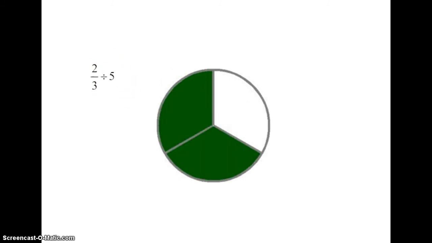How about another example? Here we have 2/3 and we're going to divide it by 5. So let's divide the 2/3 into 5 equal sections. So that's 1 section, 2 sections, 3 sections, 1, 2, 3, 4, 5 sections. So we divided one of these 2/3 into 5 sections, and we'll do the same thing for the other.